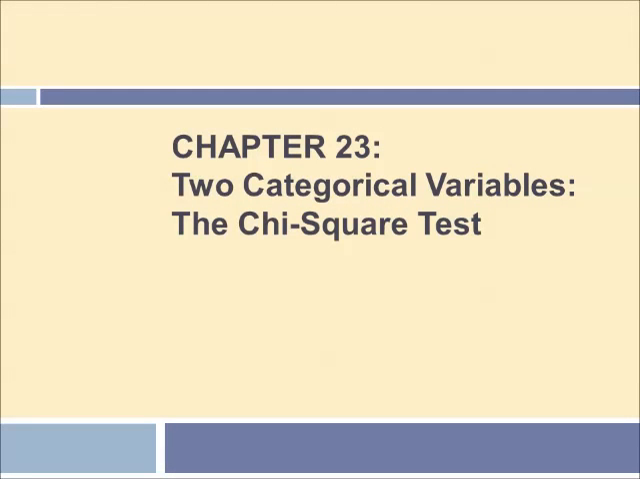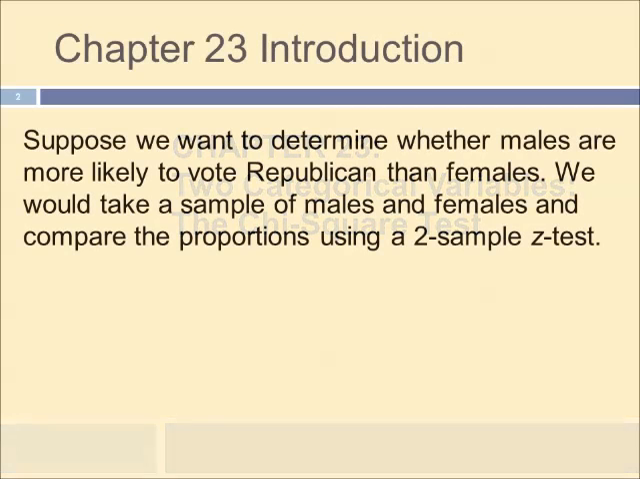Talk about comparing two categorical variables using the chi-square test. Suppose we want to determine whether males are more likely to vote Republican than females. We've seen this before. We would take a sample of males and females and compare the proportions using a two-sample test.